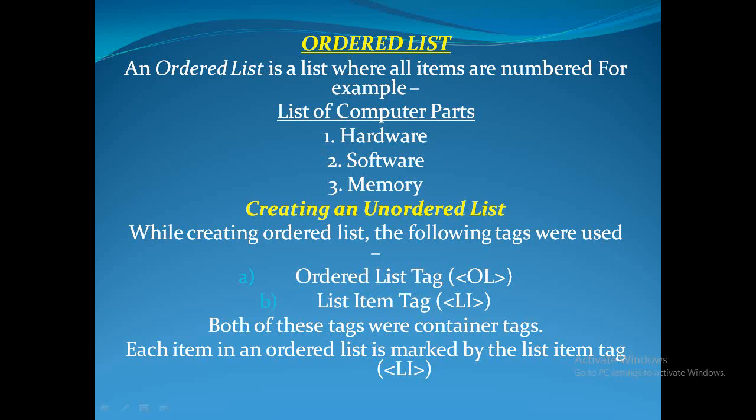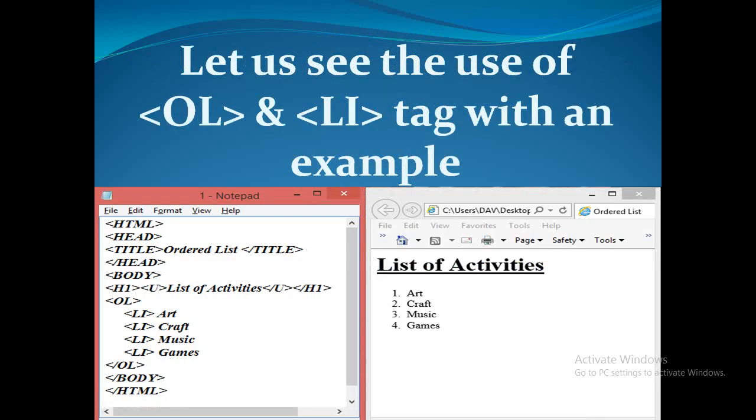Same as the previous one, where we used UL and LI, this one we will use OL and LI. Both of these tags are container tags, like the previous one. Okay, let's see an example for this. Here, same syntax, OL in place of UL. I have written OL, LI, art, craft, music, games, OL closed.